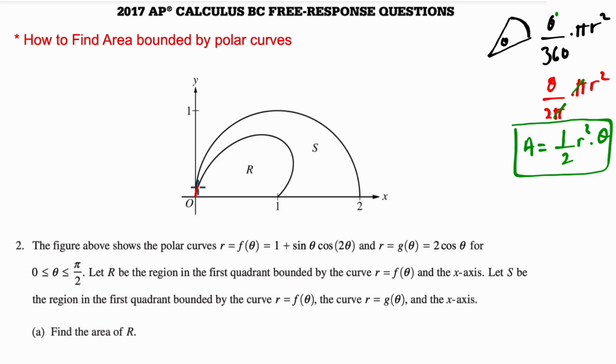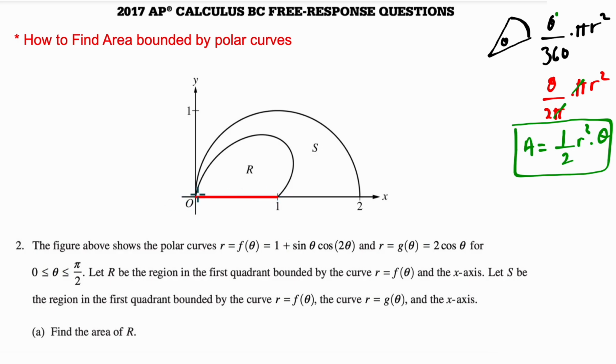And when theta is 0, we're here. When theta is 45, we're here. When theta is 60, we're here. You can calculate these r values to examine the curve. When theta is 90, r is back to 0.